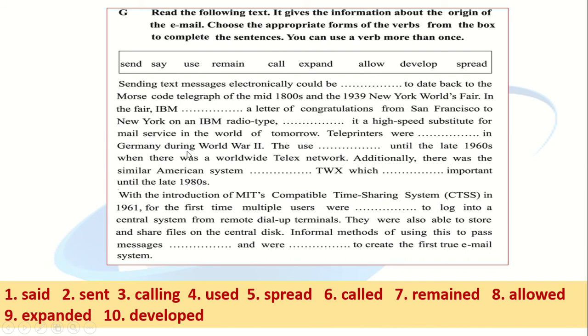Teleprinters were used in Germany during World War II. The use spread until the late 1960s when there was a worldwide telex network. Additionally, there was the similar American system called TWX, which remained important until the late 1980s. With the introduction of MIT's Compatible Time-Sharing System (CTSS) in 1961, for the first time multiple users were allowed to log into a central system from remote dial-up terminals. They were also able to store and share files on the central disk. Informal methods of using these to pass messages expanded and were developed to create the first true email system.